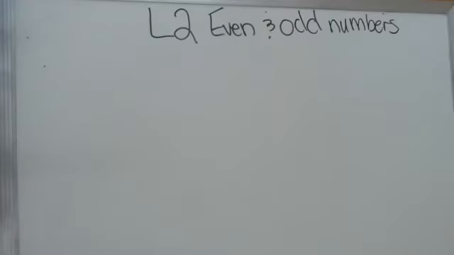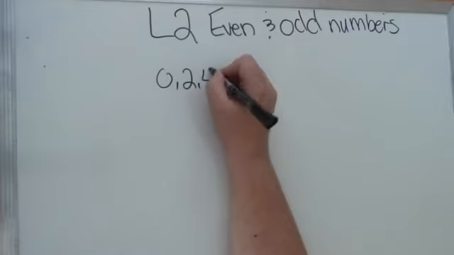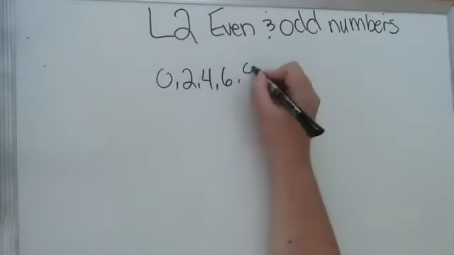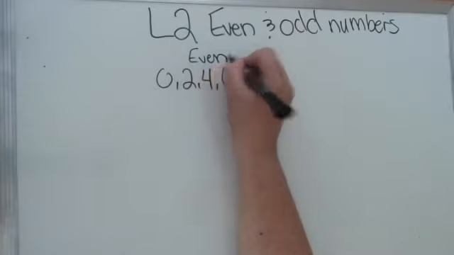This is lesson 2 for Saxon 5, even and odd numbers. So when we're looking at even and odd numbers, you really only have to remember certain ones. So you need to remember that 0, 2, 4, 6, 8 are even. So these ones are even.